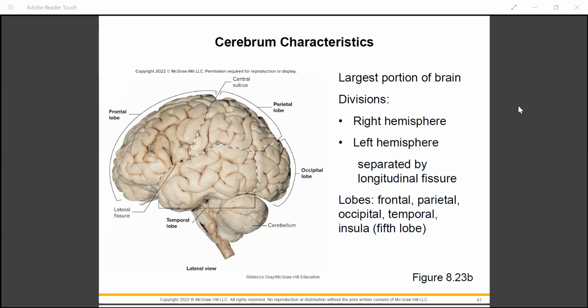And we have 4 lobes, and these you definitely need to know. Our frontal lobe, so just to orient you, we're anterior, posterior. Our central sulcus separates the frontal lobe from the parietal lobe. Our lateral fissure separates our parietal and temporal lobes. And then we have our occipital lobe on the back. And then don't forget the cerebellum is tucked underneath. The cerebellum is its own structure. It is not considered part of the cerebrum.